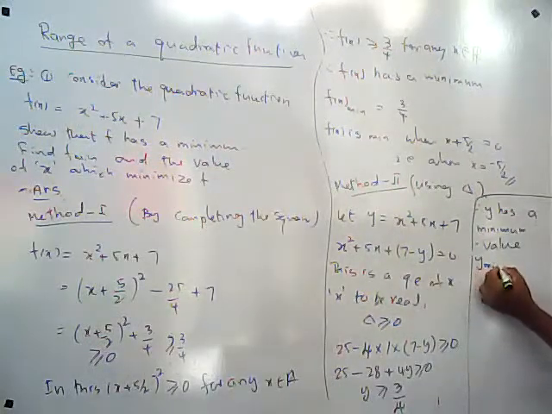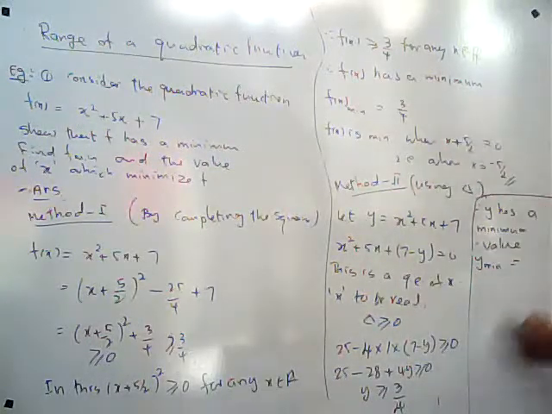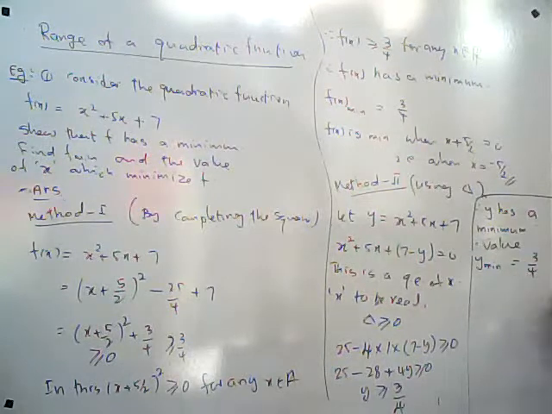Y minimum is 3 over 4, as we had before.